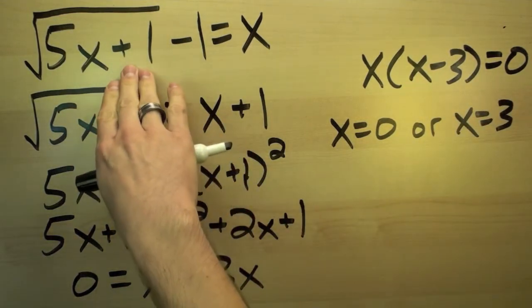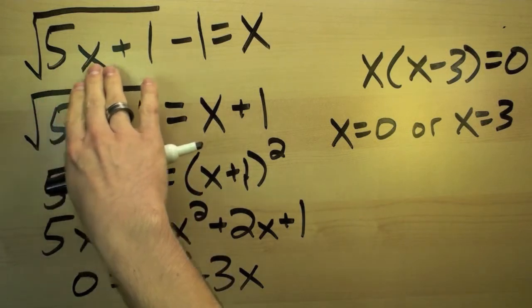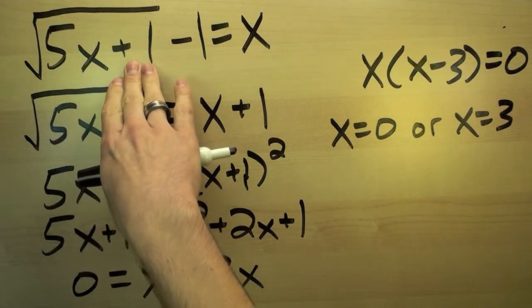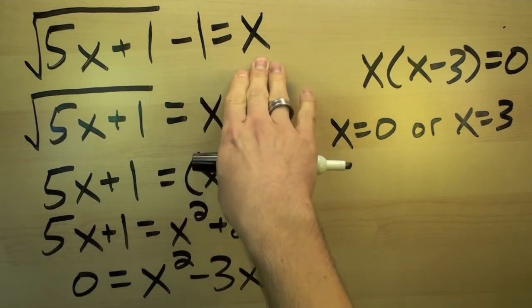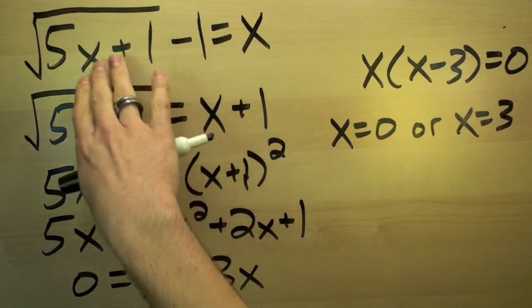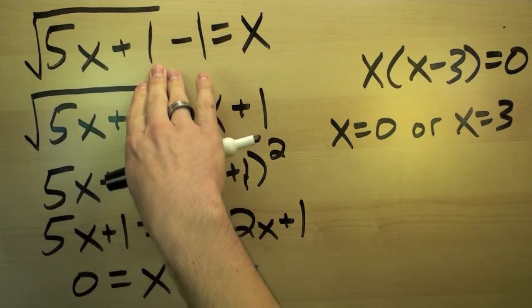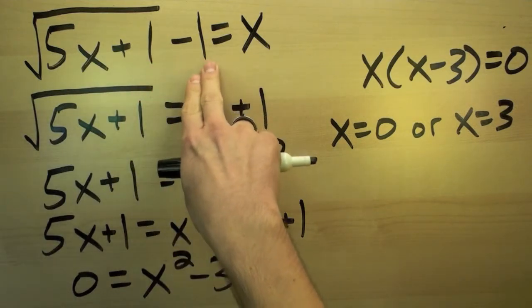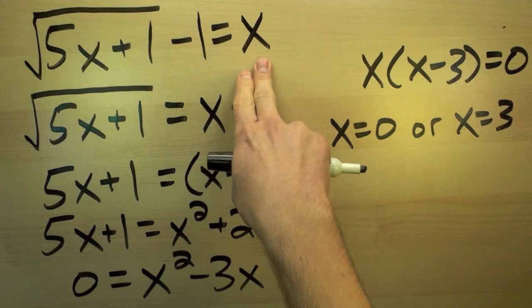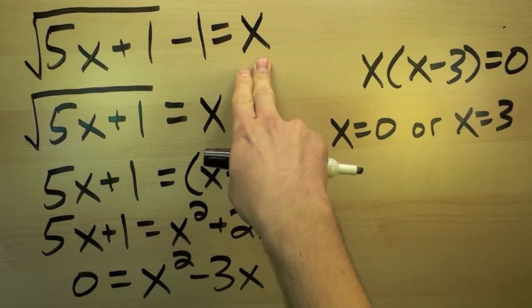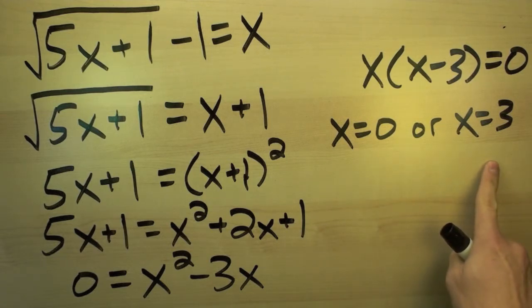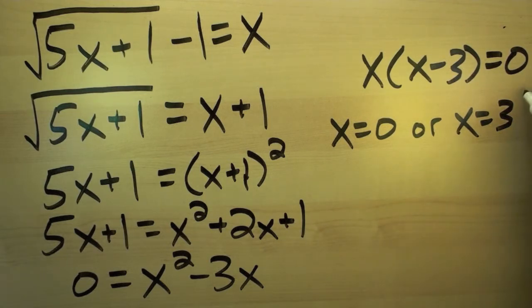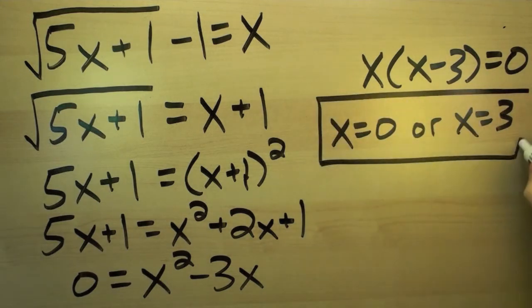If we plug in 0, we see that we get the square root of 1, which is 1, minus 1 equals 0. Yes, that checks out. And if we put in 3, we get 15 plus 1, 16. The square root of 16 is 4. Minus 1 is 3, equals 3. That checks out as well. So we keep both of these solutions. So x equals 0 and x equals 3 are both solutions to this equation. So that's our answer.